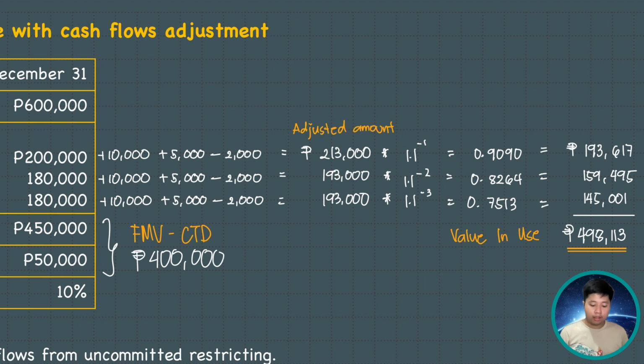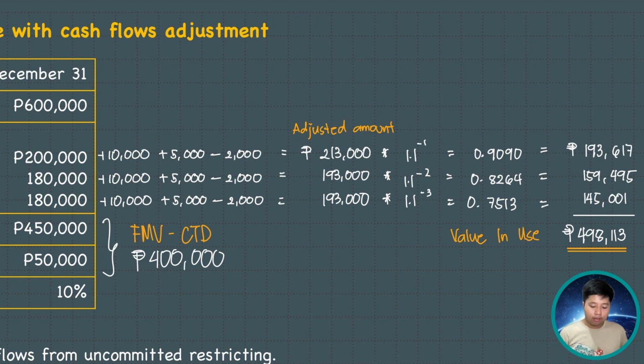For years 2 and 3, that is amounting to 193,000 pesos. Then we are going to use the present value factor, just like what we did with illustration number 2. The total value in use is 498,113. Then we are going to compare the VIU to the fair market value of 450,000 less 50,000 pesos for the cost of disposal, totaling 400,000.